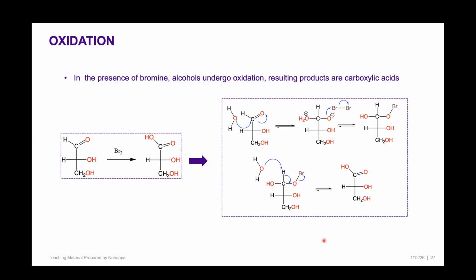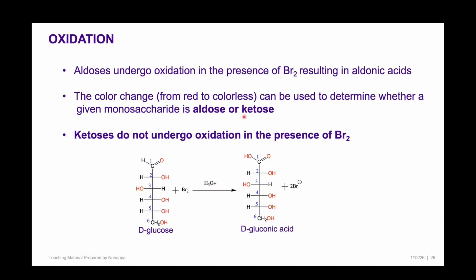So they can also be oxidized using bromine, but bromine is very specific for aldehydes because of the mechanism by which bromine oxidizes aldehyde into carboxylic acids. So aldoses undergo oxidation in the presence of bromine, which results in what we call aldonic acid or carboxylic acid. The color suddenly changes from red to colorless. This is used to determine whether a given monosaccharide is an aldose or a ketose. Ketones do not undergo oxidation in the presence of bromine.